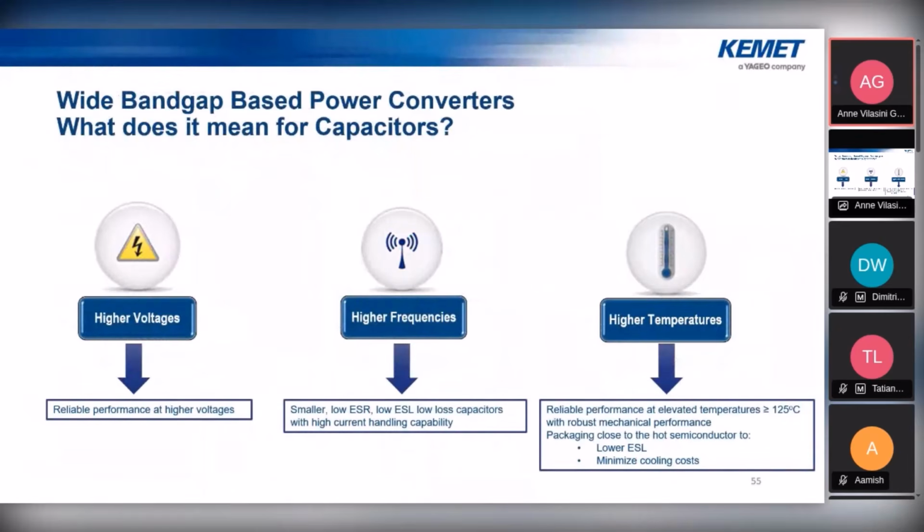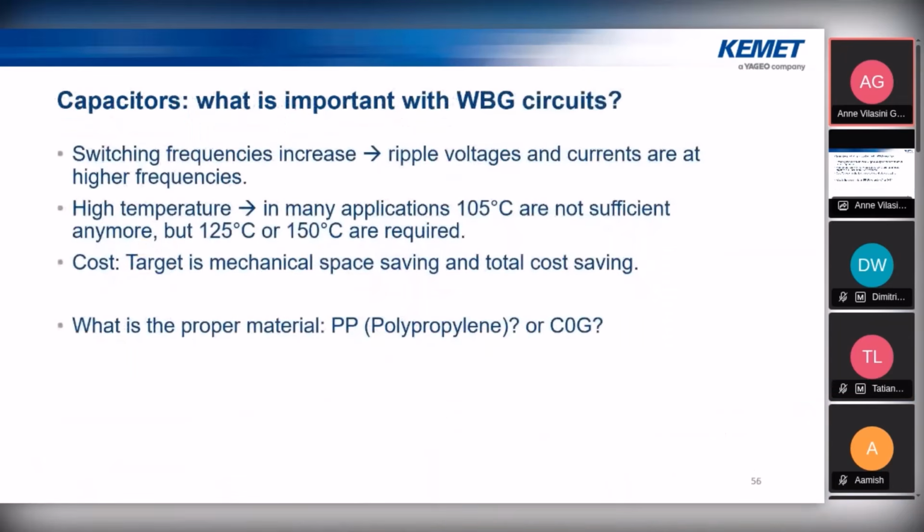So how do you choose your capacitor when you have wide bandgap converters? You should check the voltage rating and the frequencies, because, as we saw in the parasitic model of a capacitor, it completely changes its behavior when the frequency changes. So you have to look at the entire impedance curve and see that the capacitor is working as intended. Higher temperatures, more than 125 degrees Celsius, are also essential to look at.